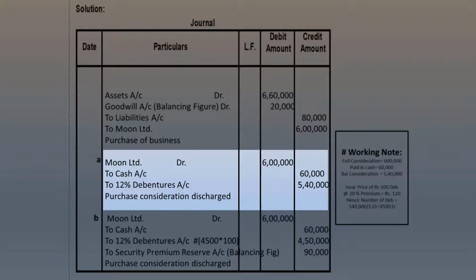The journal entry for the first case, that is where the debentures are issued at par, vendor account debit, cash account credit, debenture account credit.